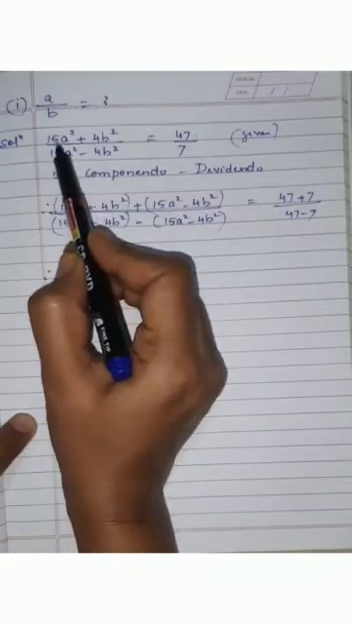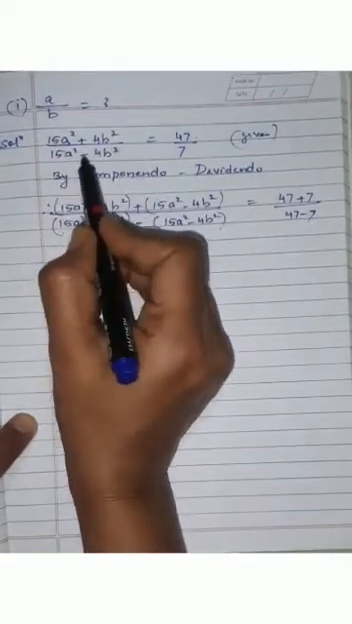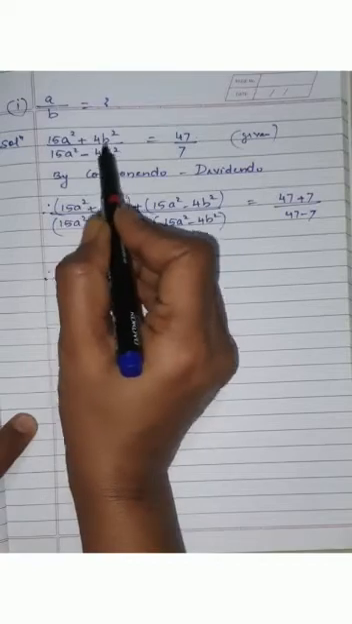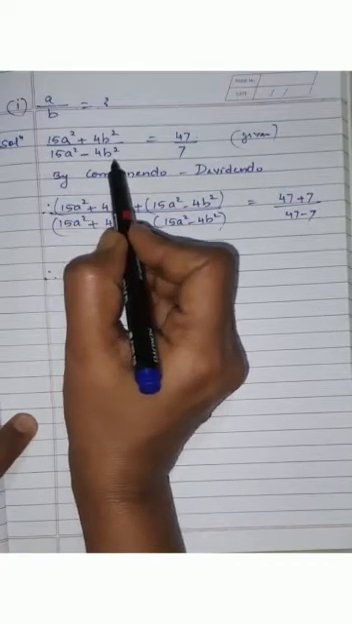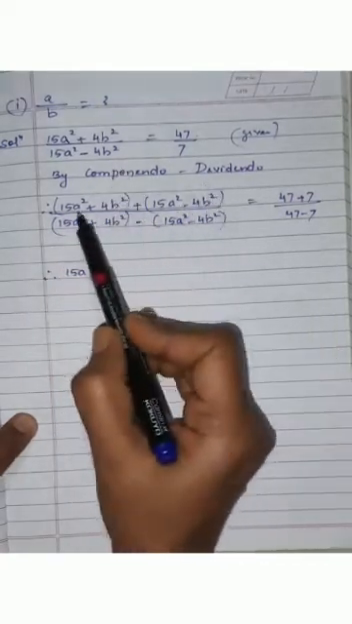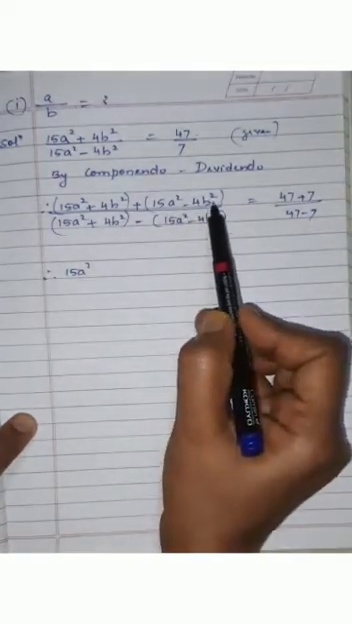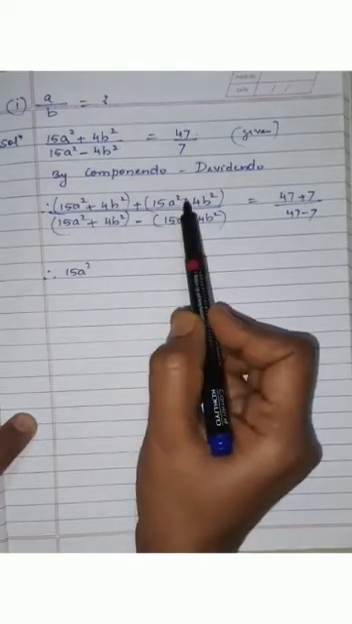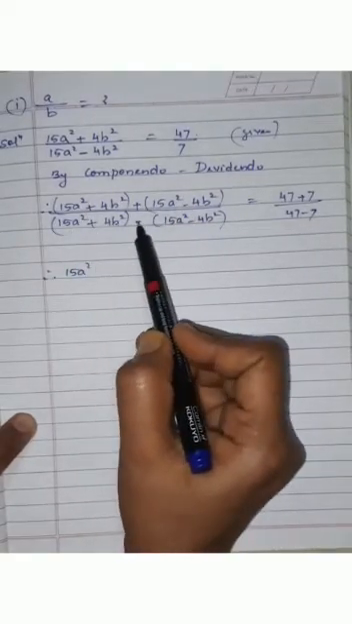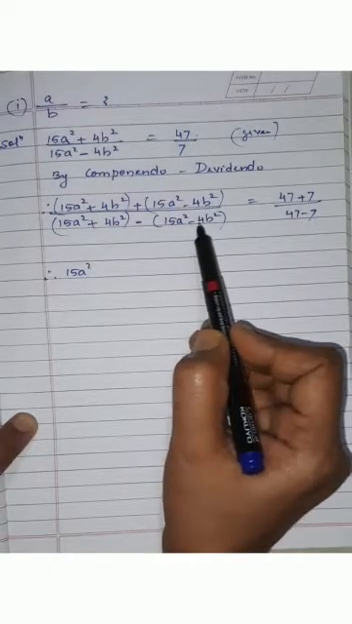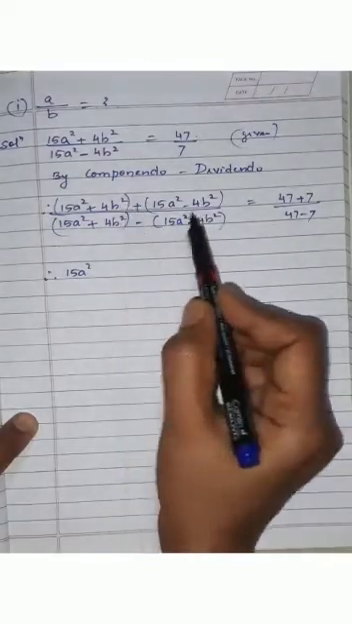So when we use this, children, the entire numerator, 15a² + 4b², you will assume as a, and the entire denominator, 15a² − 4b², you will assume as b. When you use the property, you will get (15a² + 4b² + 15a² − 4b²), that is a + b, upon (15a² + 4b² − (15a² − 4b²)), that is a − b. For convenience, we write the terms in brackets.